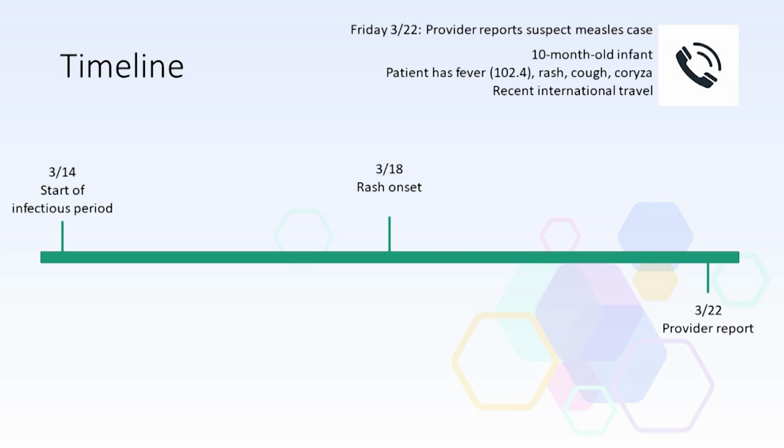Because the infectious period begins 4 days before rash onset and lasts for 4 days after rash onset, the infectious period would have started on March 14th and would have ended through March 22nd.